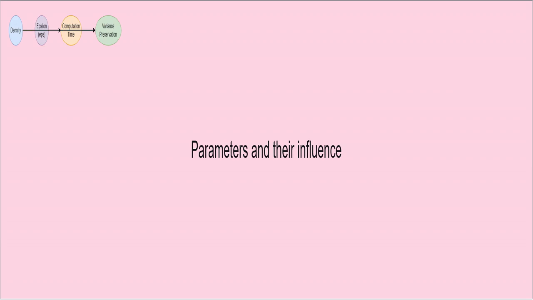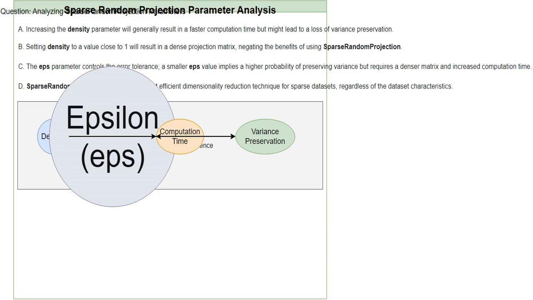Think of it like this. A denser matrix is like using more ingredients in a recipe. It might taste better, preserve more variance, but it also takes longer to cook, more computation time. I understand epsilon as a parameter that controls the level of accuracy. A smaller epsilon means we want higher accuracy, meaning better variance preservation. But this increased accuracy comes at the cost of needing a denser matrix and more computation time. It's a trade-off between precision and speed.